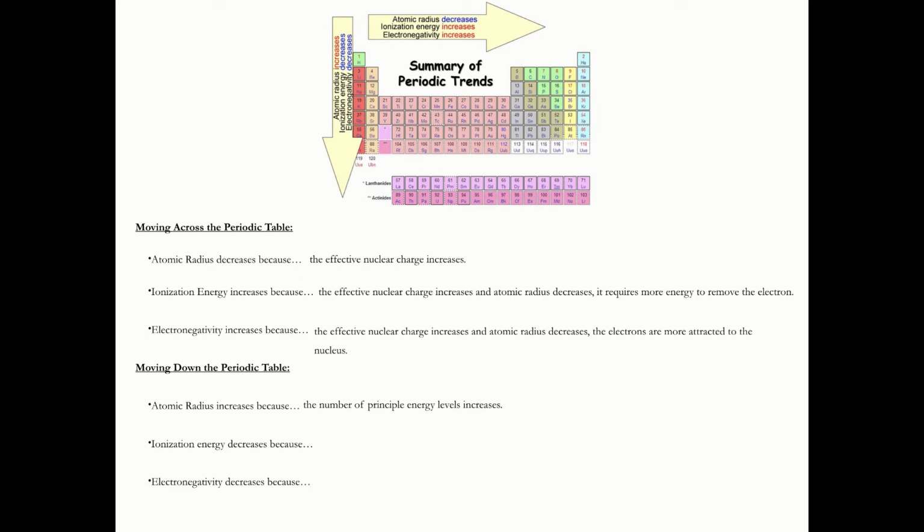Your ionization energy decreases, and it decreases because the size of the atomic radius increases. So when your atomic radius increases in size, it requires less energy to remove the electron the further it is from the nucleus. Okay? And finally, electronegativity decreases again for the same reason. Since the size of the atom or the atomic radius is increasing, the electrons are going to be less attracted to the nucleus because they are farther from the nucleus.